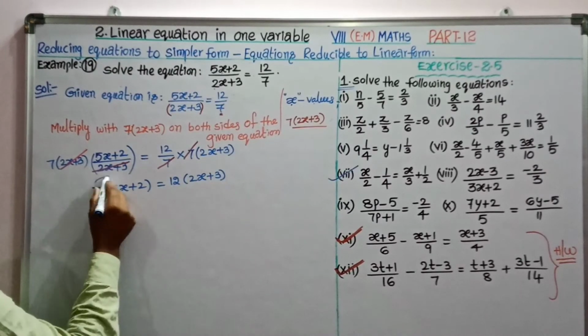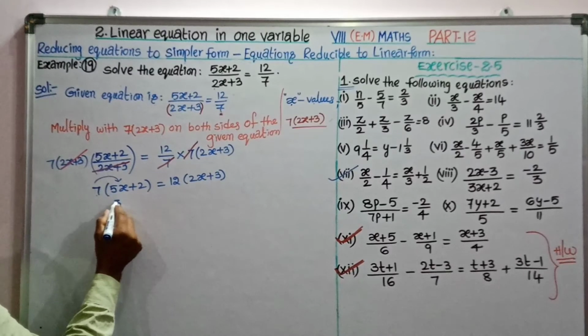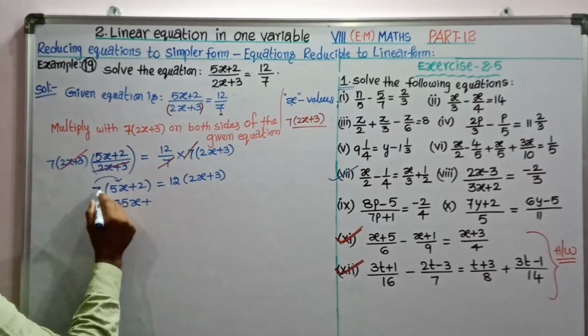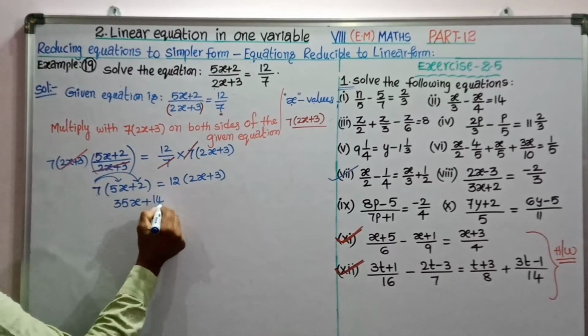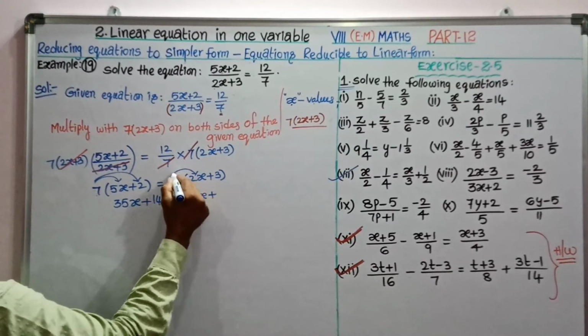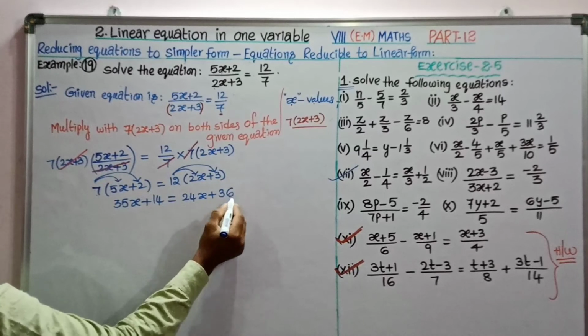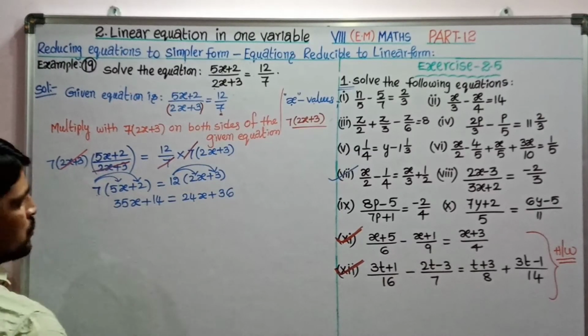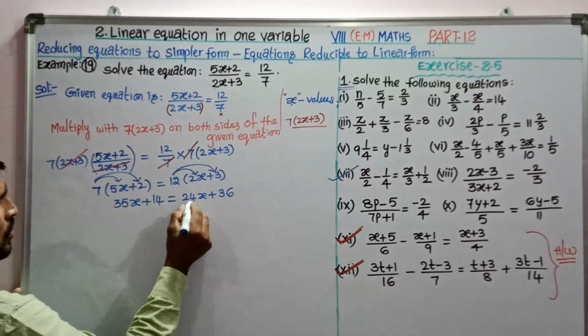Distribute this 7 here. 7 5s are 35x plus 7 2s are 14. 12 2s are 24x plus 12 3s are 36. Consider variable terms to LHS, constant terms to RHS.